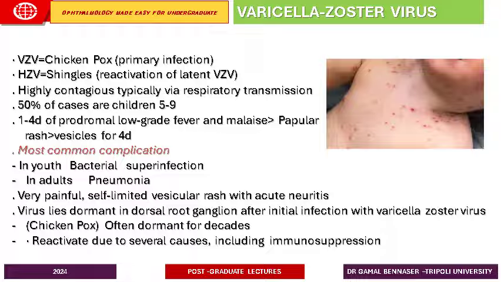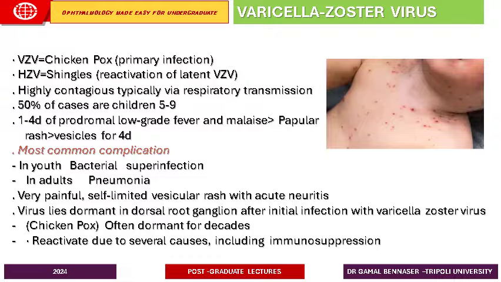Sometimes, rarely, even after a primary infection, there will be a superadded bacterial infection, and in adults, sometimes pneumonia will take place, or severe painful skin lesions due to acute neuritis. As I said, in the primary infection, usually there are no significant complications.